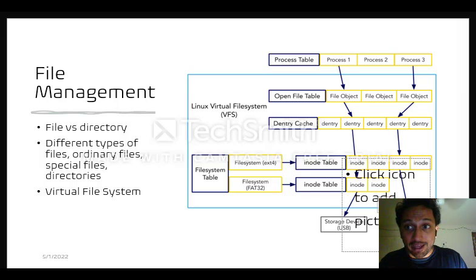So a block and character device file, as I mentioned in the previous slide, those are examples of special files. And of course, directories, which are known as a folder, and that's what forms the very basis, again, of this tree-like structure.